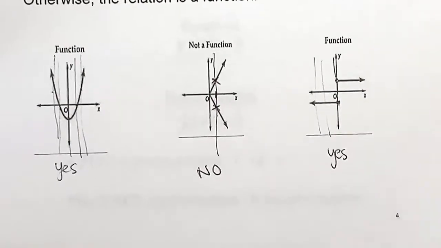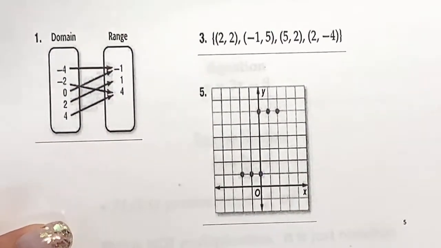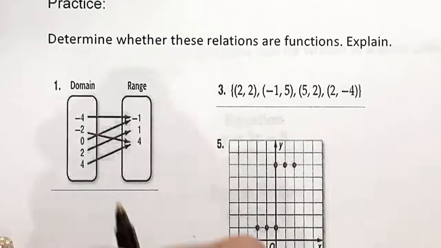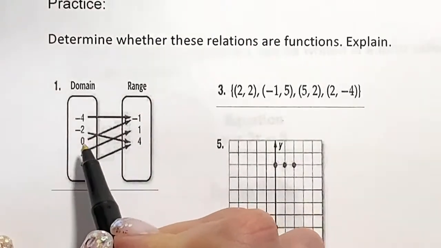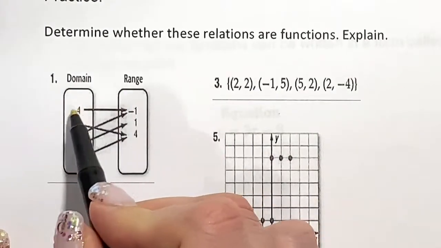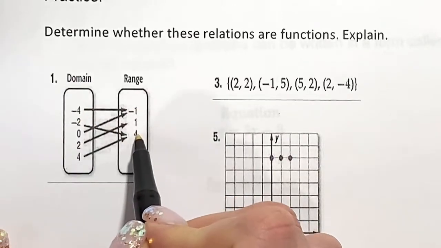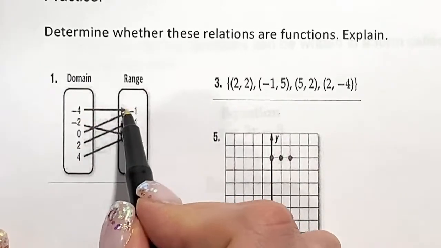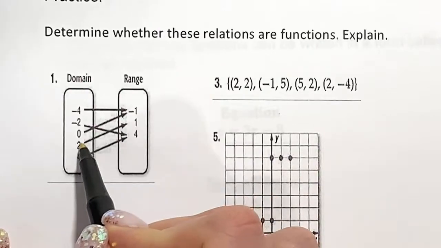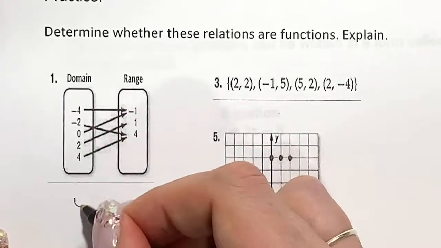So let's just look at a couple more examples really quick. Determine whether these are functions and explain. So first we have that little mapping diagram again. So we want to check and make sure each domain is going to just one range. So -4 is only going to -1, -2 is only going to 4, 0 is only going to one number, 2 is only going to one number, 4 is only going to one number. So yes, this one's a function.